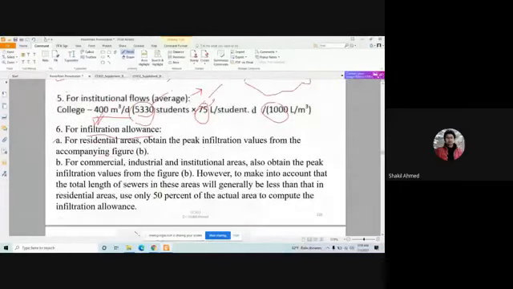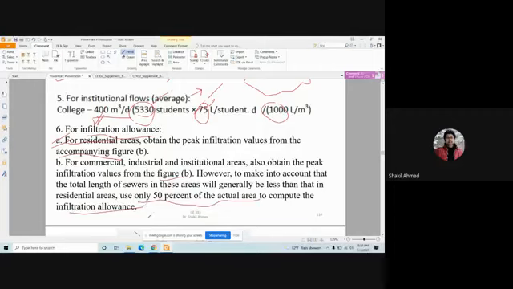Now see what they are saying here. For residential areas, obtain the peak infiltration values from the accompanying figure. Done. We have learned it. Now, for commercial, industrial, and institutional areas, also obtain the peak infiltration from the figure B also. But to take into account that the total length of sewers in these areas will generally be less than that in residential areas, use only 50% of the actual area to compute the infiltration allowance. What does that mean?